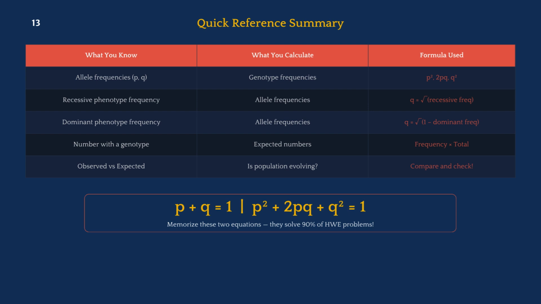And most importantly, memorize these two golden equations. P plus Q equals 1, and P squared plus 2pq plus Q squared equals 1. Remember these, and you can solve almost 90% of Hardy-Weinberg problems with confidence.